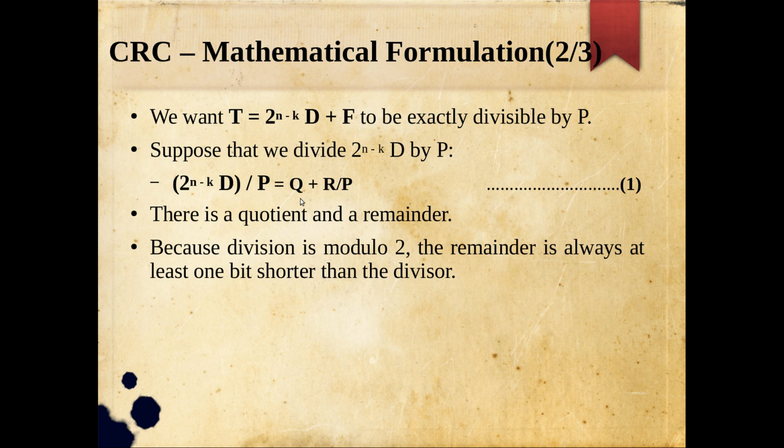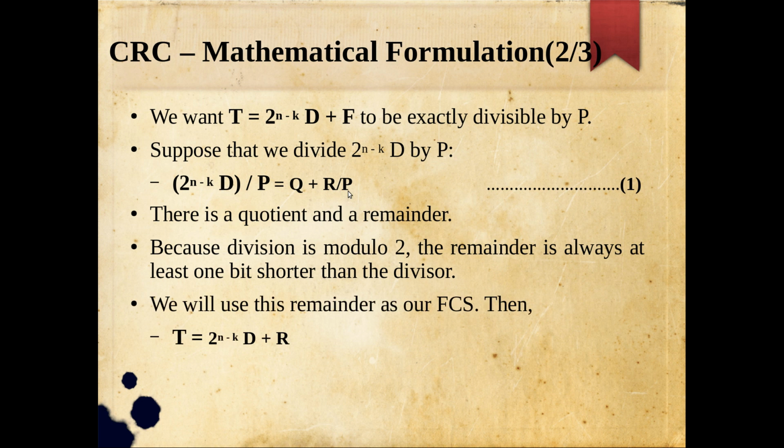Now as the division is modulo 2, this is our observation: the remainder is always at least 1 bit shorter than the divisor. That is the point you have to stop the process. The R should be at least 1 bit less than P. That means you can't perform the division; R is no longer divisible by P. So we will use the remainder as our frame check sequence.